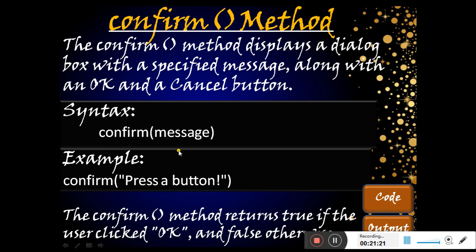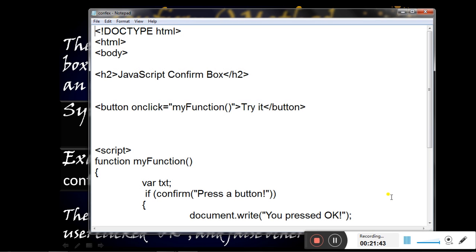Second thing, when you use the confirm box, you will get true or false, right? When the user clicks on OK, you will get true. When the user clicks on cancel, you will get false. So there are two things which come from this method. To save that user response, you have to use a variable. See the coding of this, you will come to know. This is the coding.